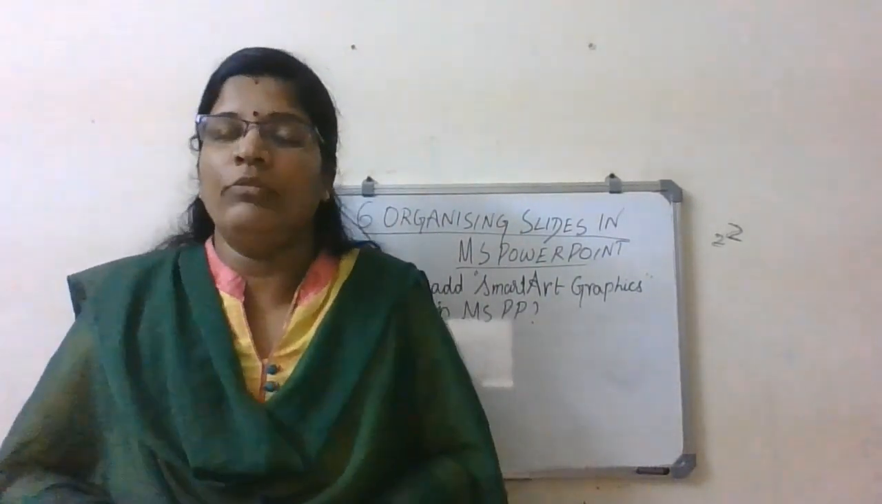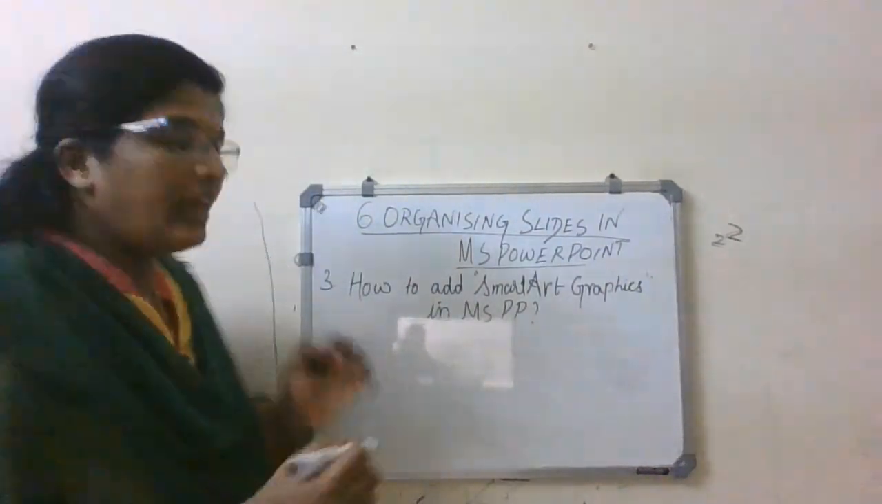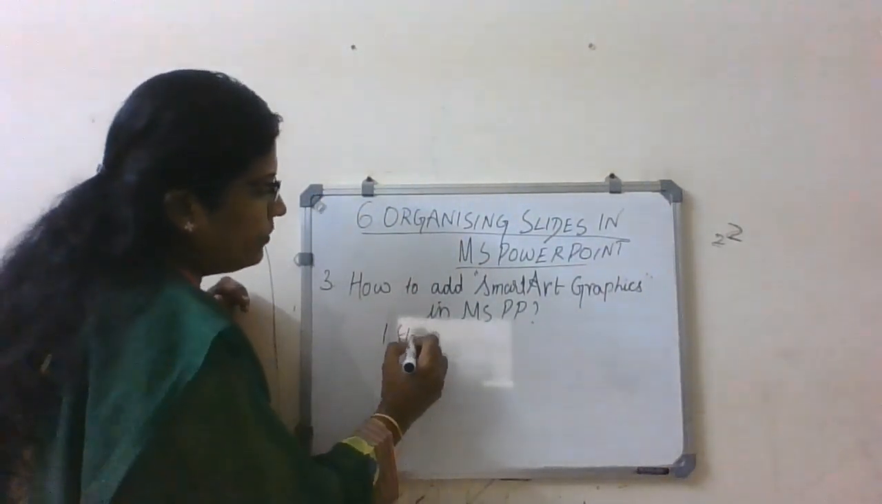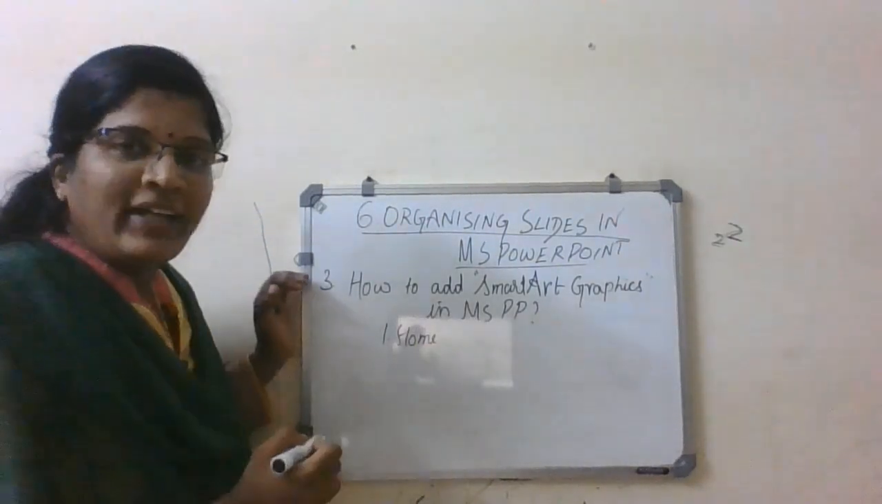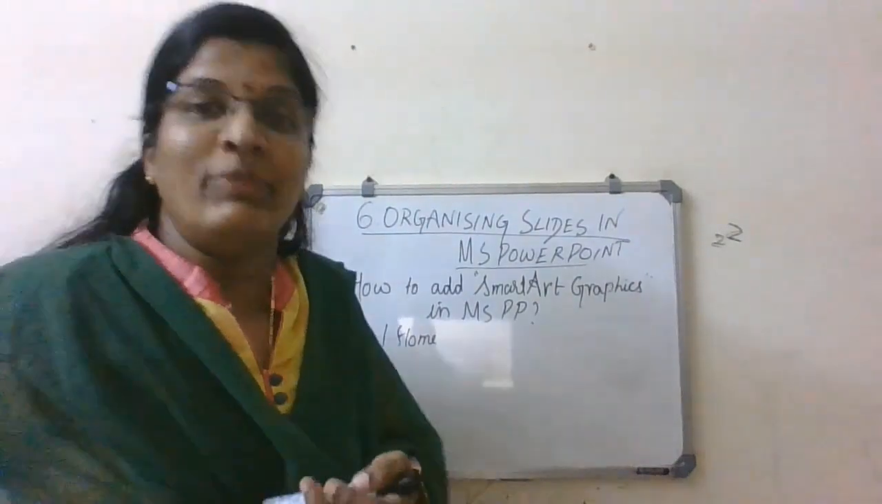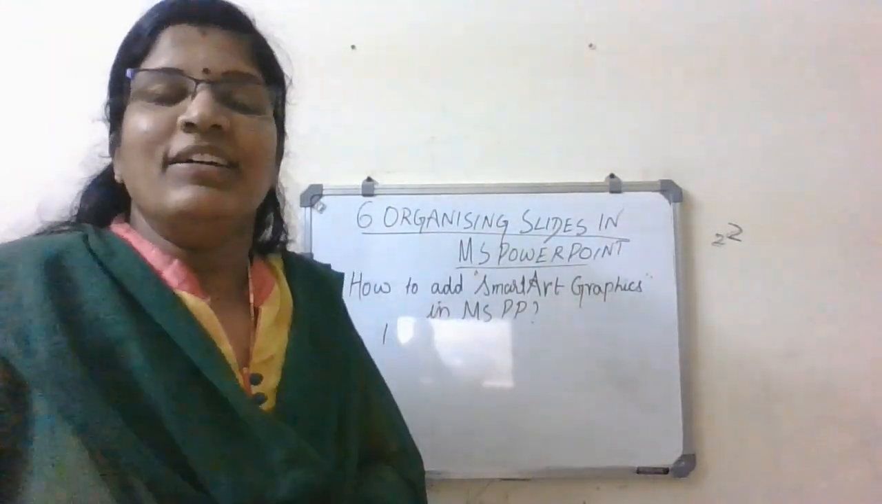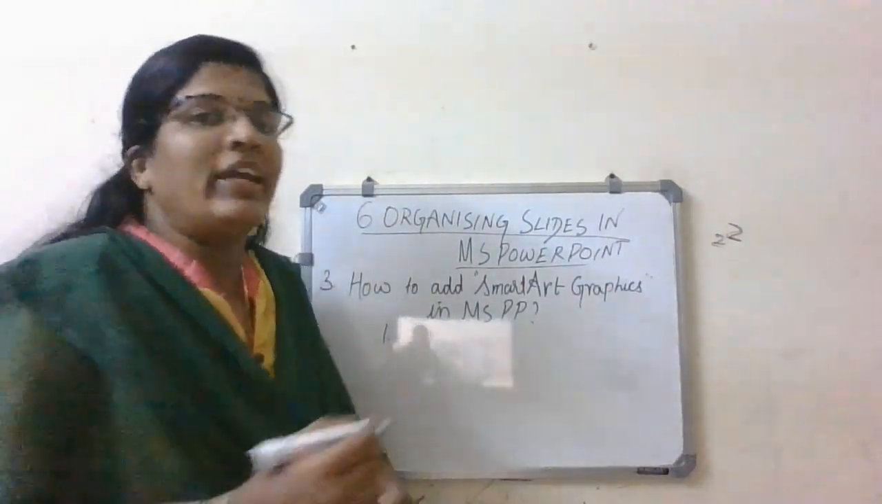First, select the slide in which you want to add smart art graphics. Then second thing, go to Home tab. Is it Home tab? I'm wrong, right? As I said, we are humans. We will make mistakes. So I'm correcting here. Not Home tab, we have to go to Insert tab.